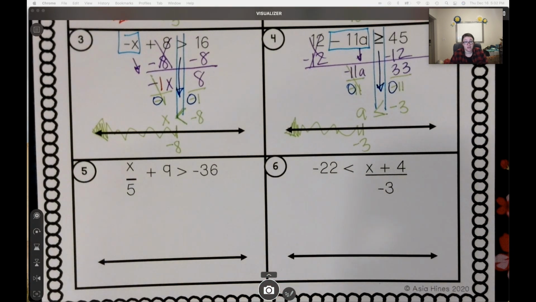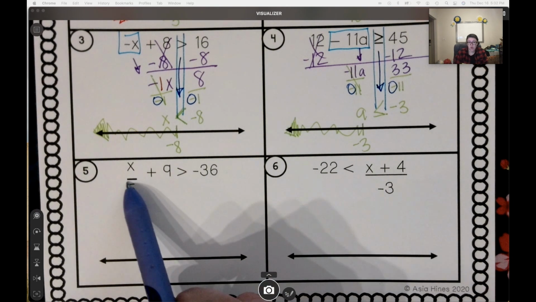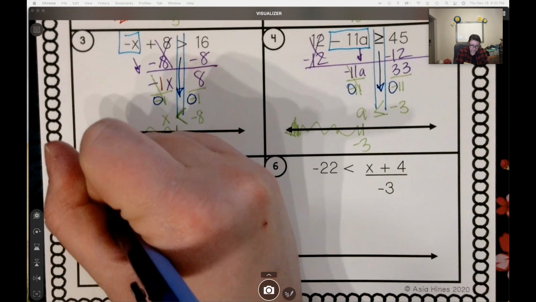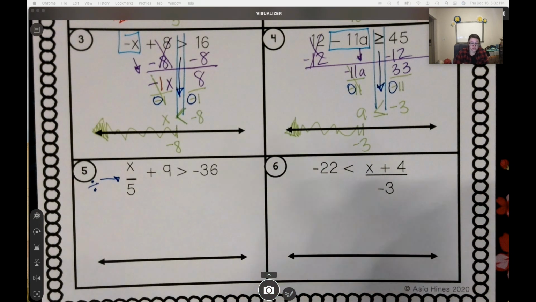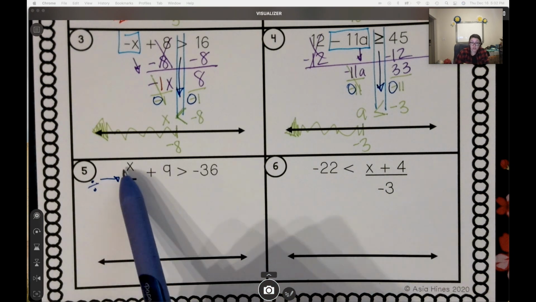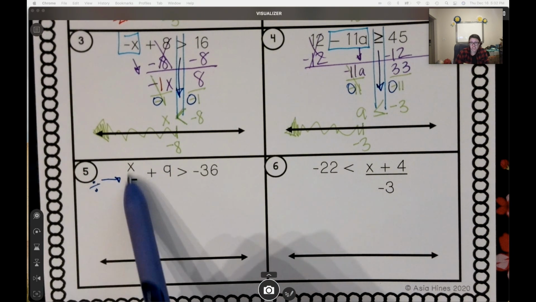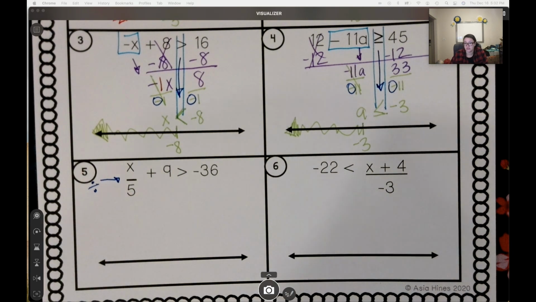Number 5, I'm going to have you try that on your own. Real quick reminder, what does that fraction bar mean again? That fraction bar means division. So when you're going through and solving to undo that division, what is the inverse of division? Multiplication. Pause the video and give it a go.